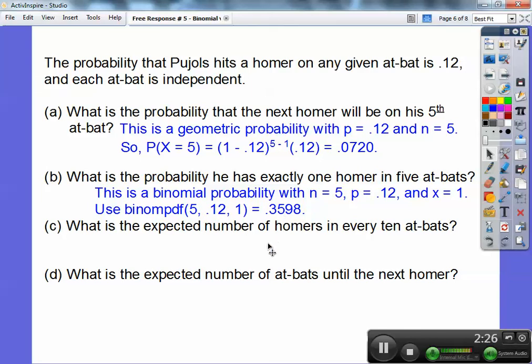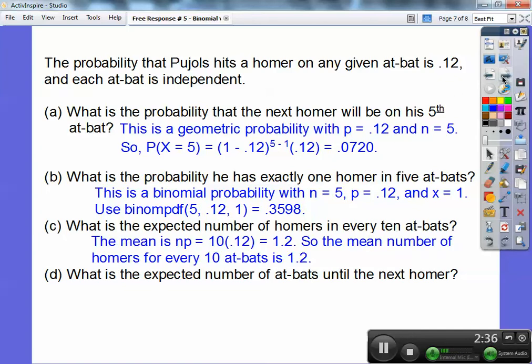Okay, what's the expected number of homers in every 10 at-bats? This is just a mean one, you guys. So it's going to be 10 times the probability, so 10 times 0.12, which is 1.2. So the mean number of homers for every 10 at-bats is 1.2.